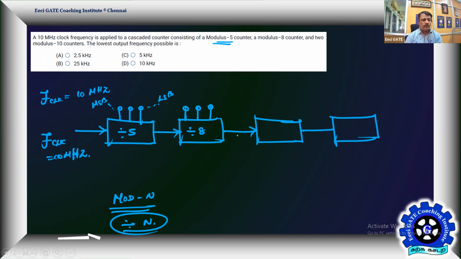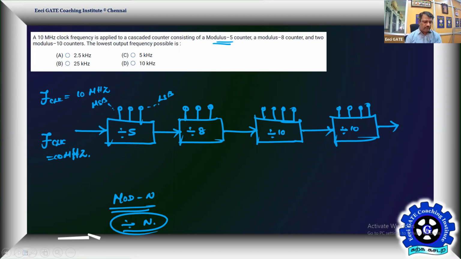Next will be two modulus 10 counters. So it is going to be divided by 10, and it's also going to be divided by 10. That's how 4 counters are cascaded. 10 states is possible only by having a 4-bit count, 4-bit state. Again, this is your MSB, this is the LSB. Finally, the output is going to be divided by 5, divided by 8, divided by 10, divided by 10.